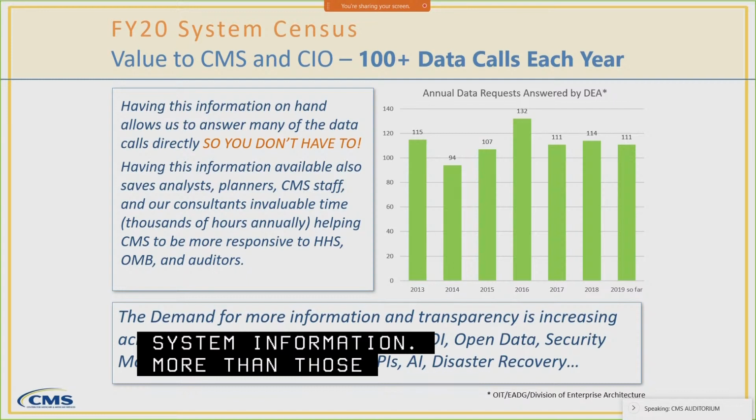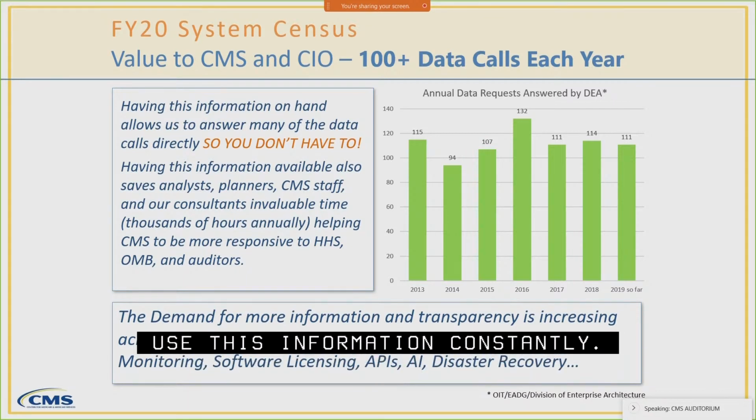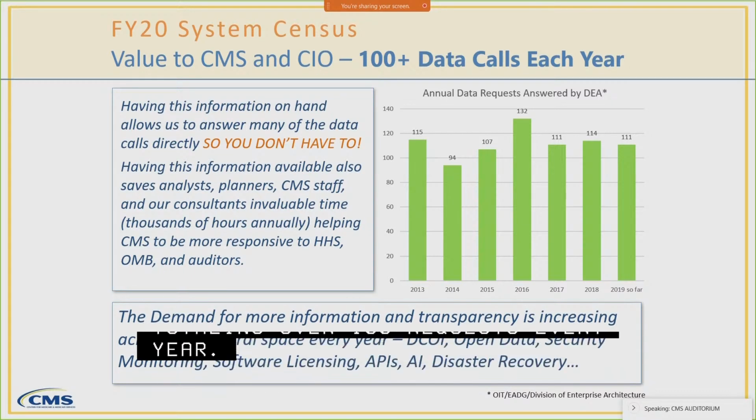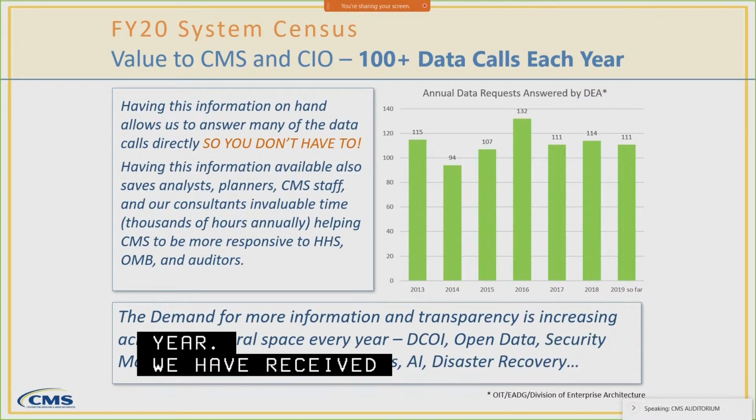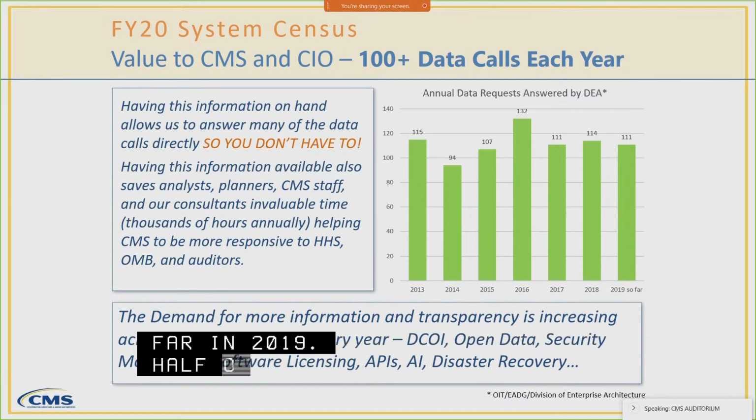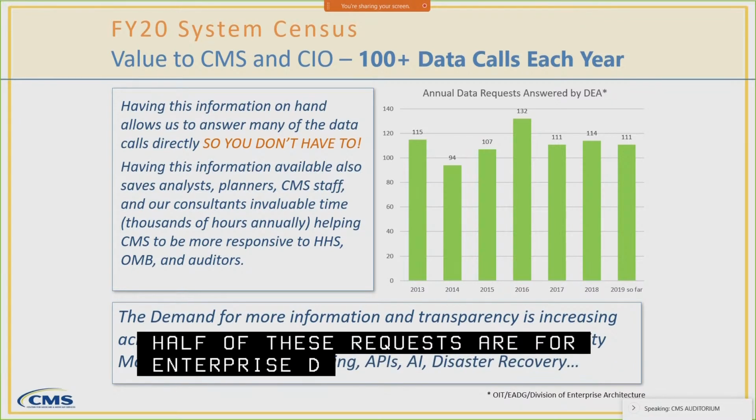Each month we receive about 9 requests for enterprise analysis information, totaling over 100 requests every year. So far we've received 114 requests in 2019. Half of these requests are for enterprise data that is system inventory information, which is directly from the census. So we use this information.